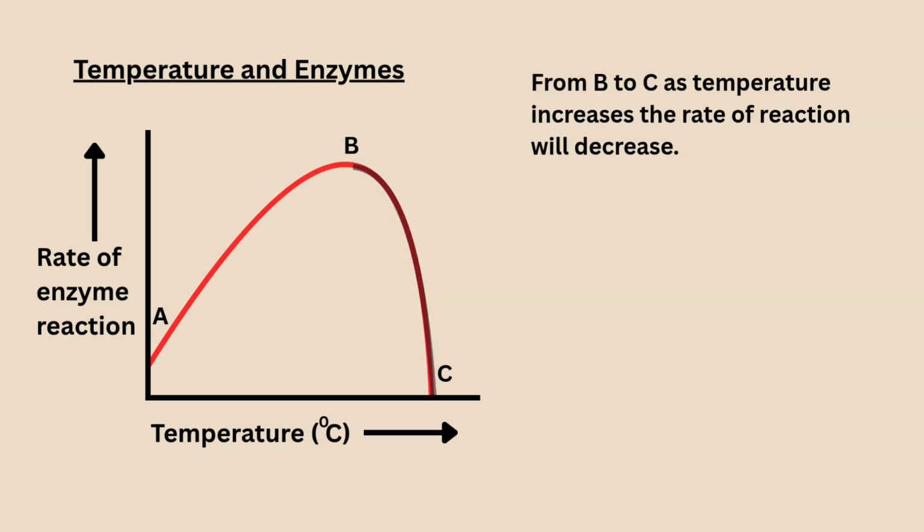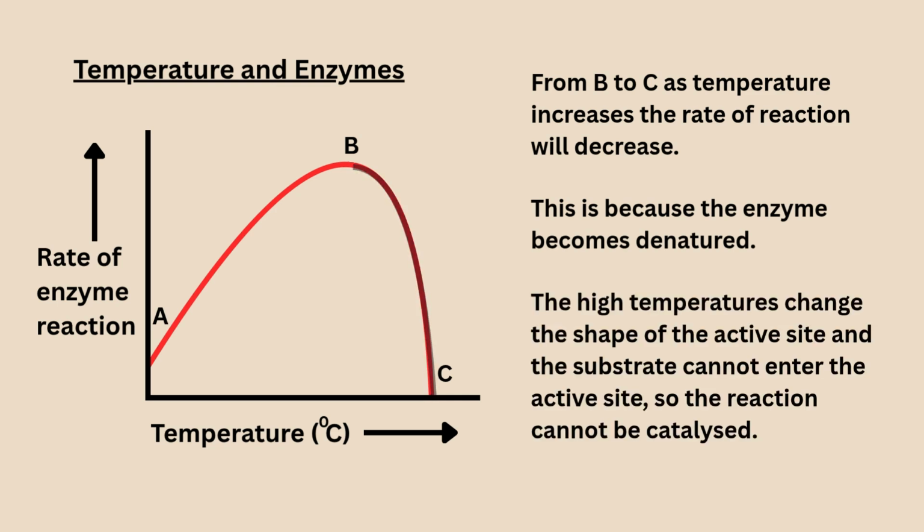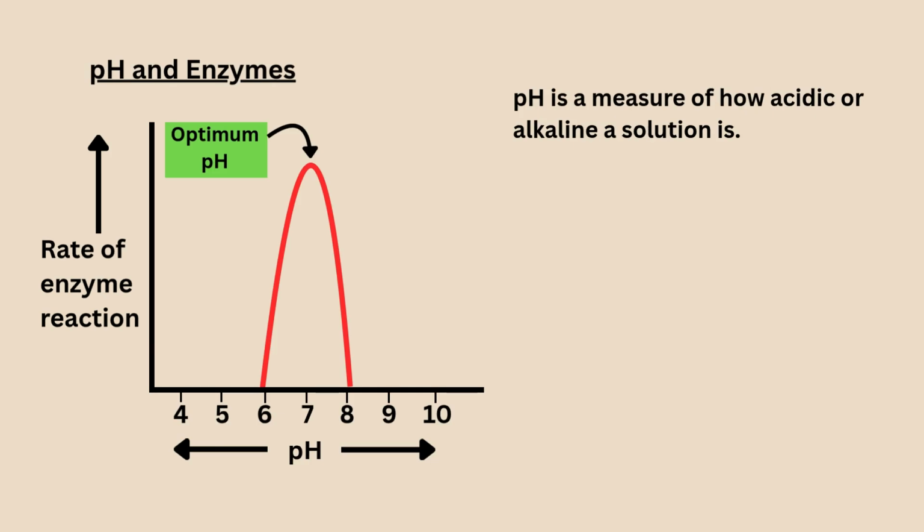From B to C, as the temperature increases, the rate of reaction will decrease. This is because the enzyme has become denatured. The high temperatures change the shape of the active site, and the substrate cannot enter the active site, so the reaction cannot be catalyzed.